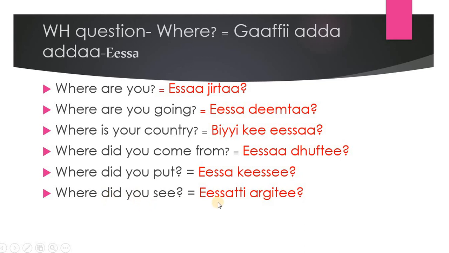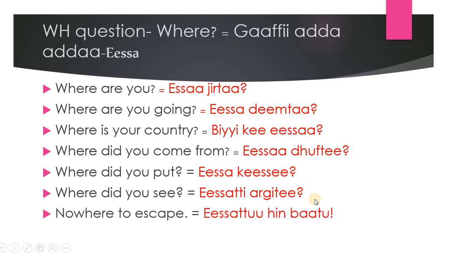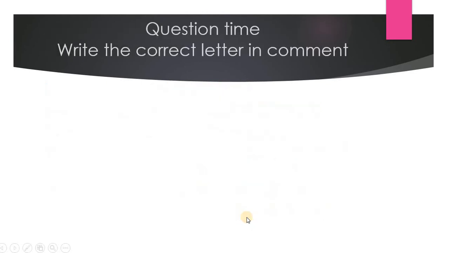Where did you see? Eessatti argite. Let's say he saw somebody called John. Johnin eessatti argite, or eessatti argite Johnin. We can reverse that now again. That's why we can't do it in others. Nowhere to escape. Eessattuu hin baatu.